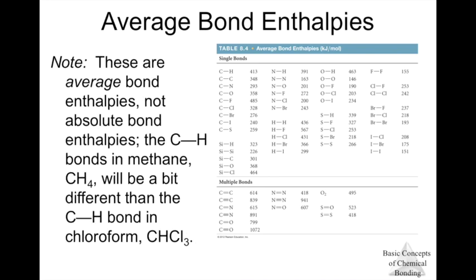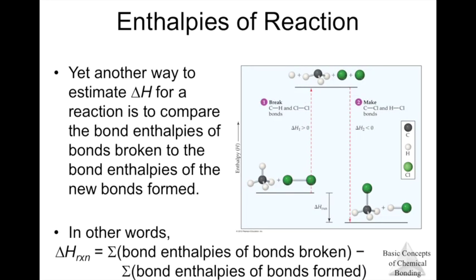And again, these are average enthalpies, right? Because there are going to be slight differences between the C-H bond in something like CH4 versus CHCl3, right? They're not going to be exactly the same because of polarity considerations and dipole moments and things like that. But this is on average. This is what you can work with.